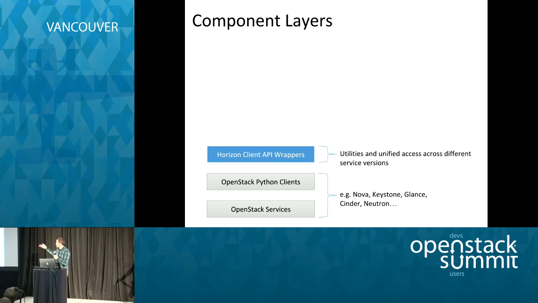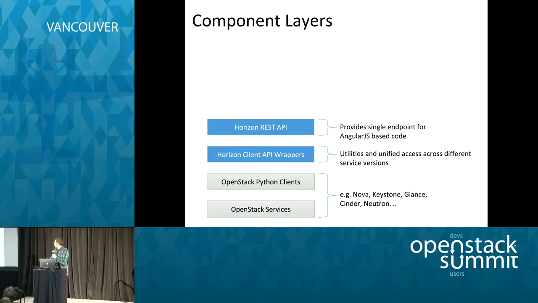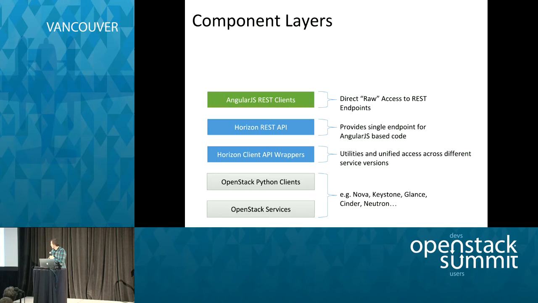And these Horizon client wrappers actually make it pretty easy to have a deployment that's a mixed version deployment, and it takes care of that for us. So initially, we weren't looking to rebuild all of that from scratch. At some point, we probably will consider how we do that. But for now, we're able to take advantage of what's already there and build that REST API up on top of it. So then you have your AngularJS REST clients.